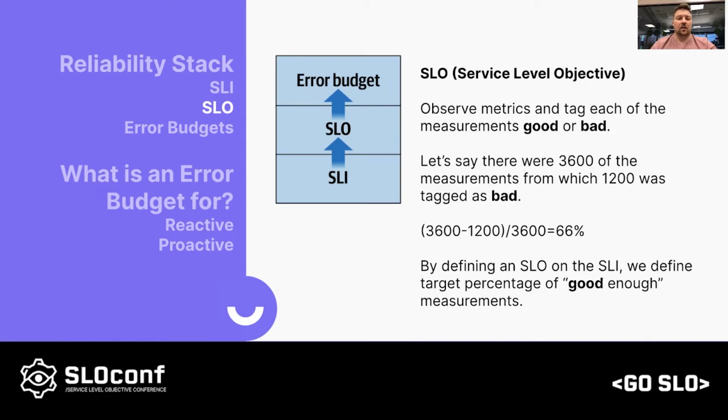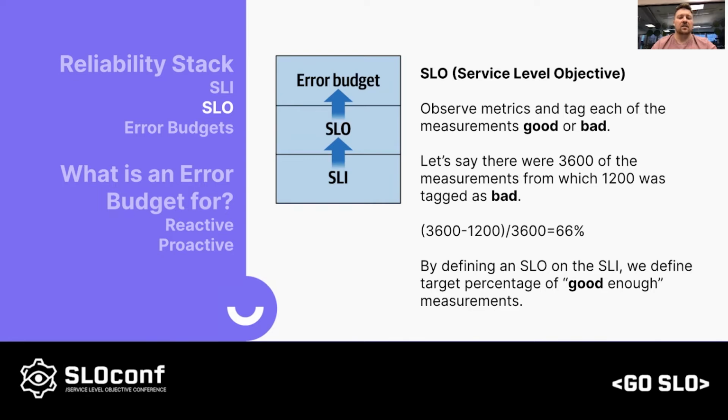Now, observe metrics from the last hour and tag each of the measurements according to the rules defined above. For sake of illustration, let's say there were 3,600 of measurements from which 1,200 was tagged as bad. This means that 66% of the measurements from the last hour was good enough.